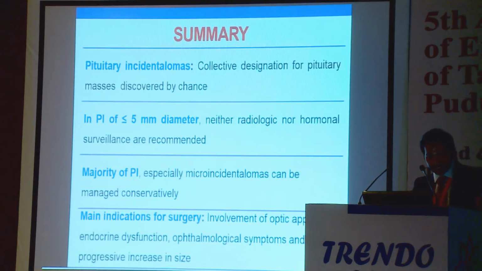So, to summarize, pituitary incidentaloma is a collective designation for pituitary masses discovered by chance. In a pituitary incidentaloma of less than 5 millimeters diameter, neither radiological nor hormonal surveillance is recommended. For the majority of pituitary incidentalomas, especially microincidentalomas, conservative management would be the treatment of choice, and the main indications for surgery are involvement of the optic apparatus, endocrine dysfunction, ophthalmological symptoms, and progressive increase in size.